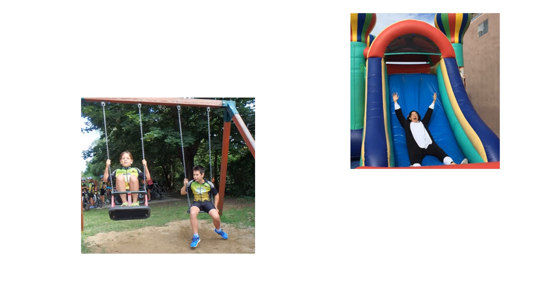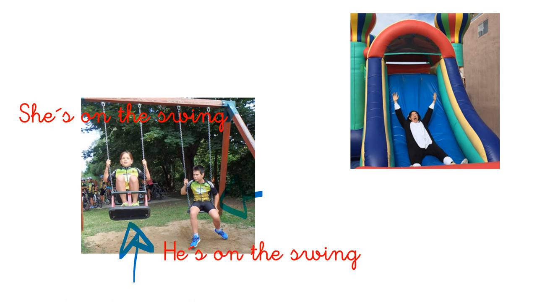Look at this girl. What do we say? Where is she? She's on the swing. And now, look at this boy. Where is he? He's on the swing. Look at this man. Where is this man? He's on the slide.